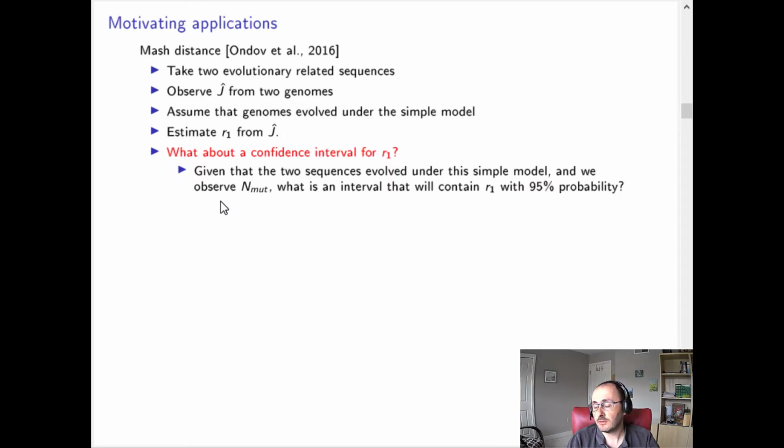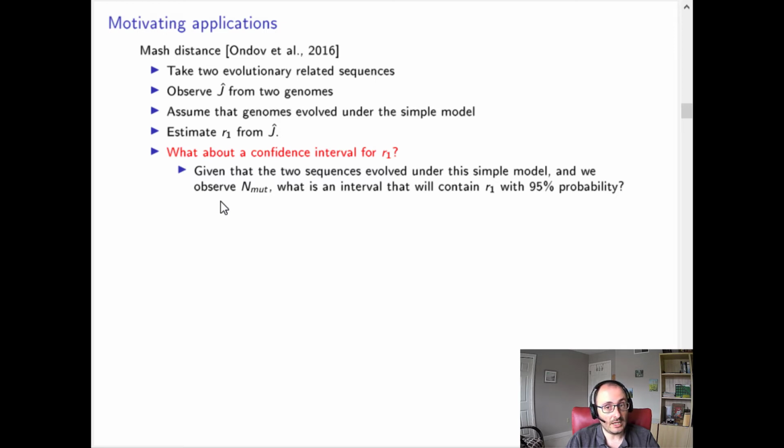Let me give a couple of applications which motivate the use of this model and have used it themselves. The first is mutation distance. In this scenario, we take two evolutionarily related sequences and we observe the min-hash Jaccard estimator from them, the J-hat from the previous slide. We make the assumption that the genomes evolved under the simple model, and we try to estimate the mutation rate R1 from this J-hat.